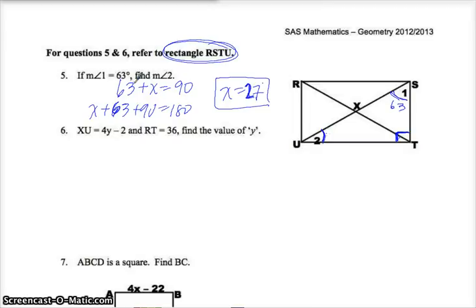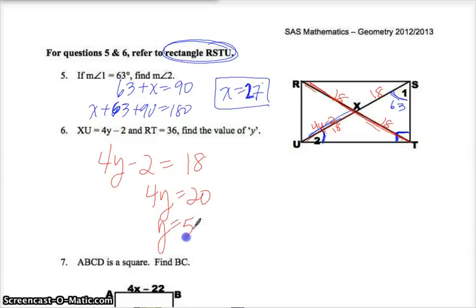And then we're doing other lengths. So XU is equal to 4y minus 2. So 4y minus 2 is this length. And RT is equal to 36. Okay, so we just did this. If this whole thing is 36, this is 18, and this is 18. And if these two pieces, RX and XT, are 18, then XS must be equal to 18, and XU must be equal to 18. So therefore, 4y minus 2 must be equal to 18. So 4y must equal 20, therefore y must equal 5.